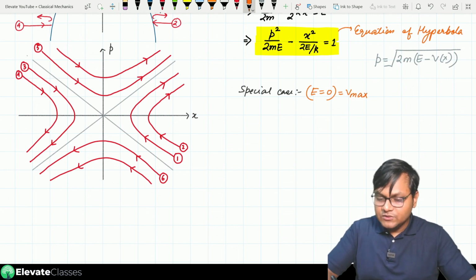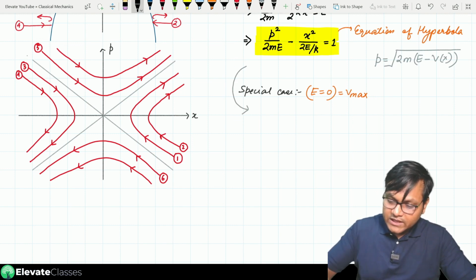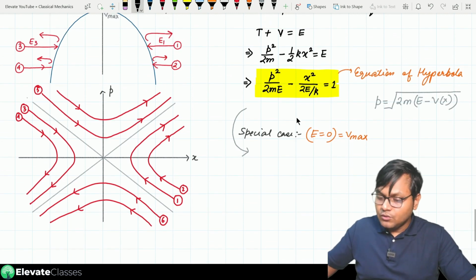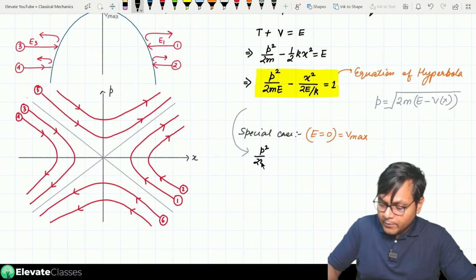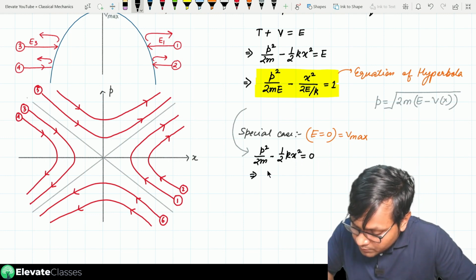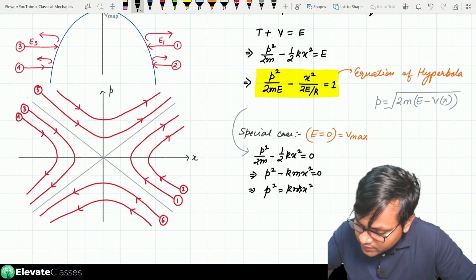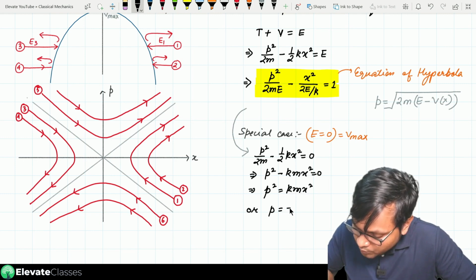Now, what happens if E is equal to 0? Then we can take a look at the equation. If E is equal to 0, then we have P square upon 2m minus half kx square is equal to 0, which means that P square minus kmx square is equal to 0, which means that P square is equal to kmx square, or P is equal to plus minus root over km times x.